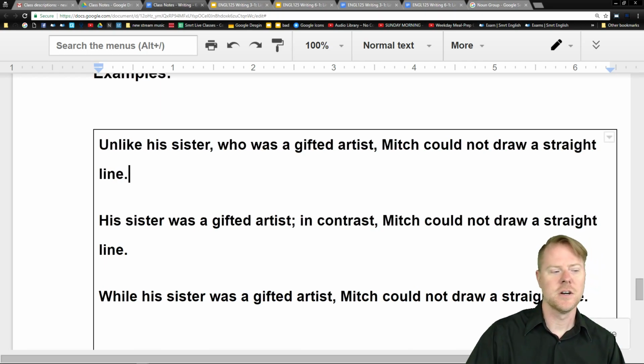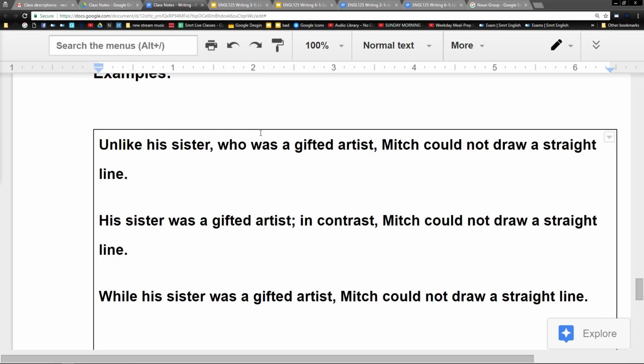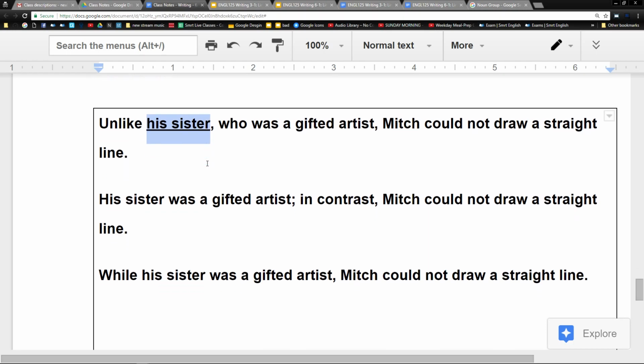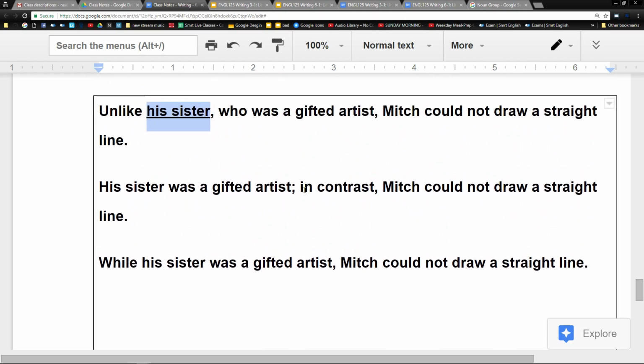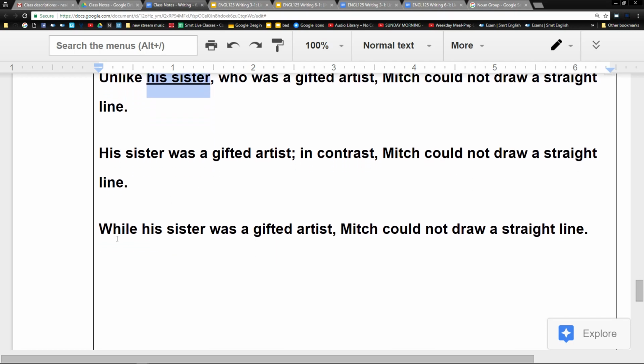So some example sentences. "Unlike his sister, who was a gifted artist, Mitch could not draw a straight line." So "unlike," and then there's the noun phrase, "his sister." "His sister was a gifted artist; in contrast, Mitch could not draw a straight line." And then "While his sister was a gifted artist, Mitch could not draw a straight line."